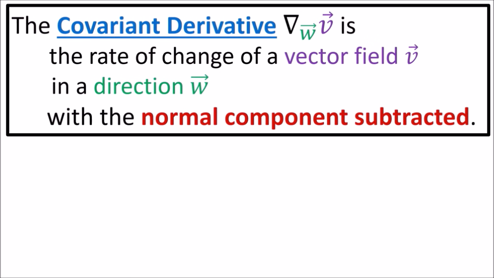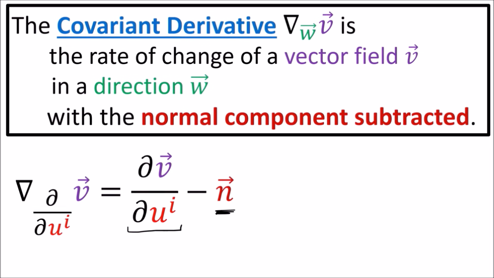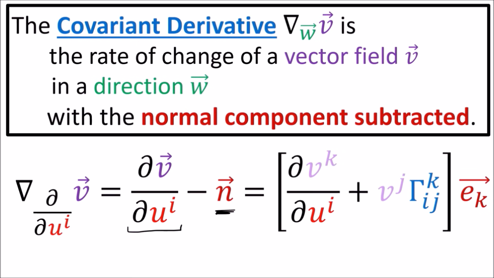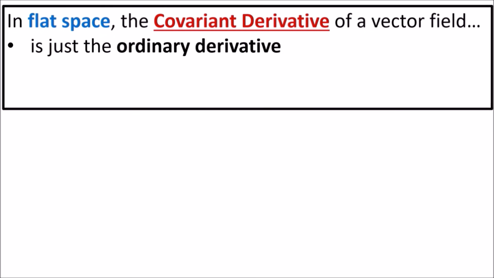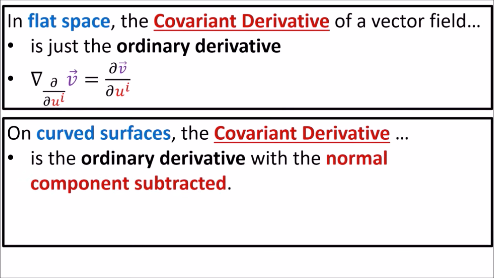So as I said before, the covariant derivative of a vector field v in some direction w is really just the ordinary derivative with the normal component subtracted. And as we just showed, the covariant derivative is also equal to this formula here. Now you might be a bit confused because in the previous video, I said that the covariant derivative is just the ordinary derivative in flat space. But now for curved surfaces, I'm saying that the covariant derivative is the ordinary derivative with the normal component subtracted. So it seems like we have two different definitions here.